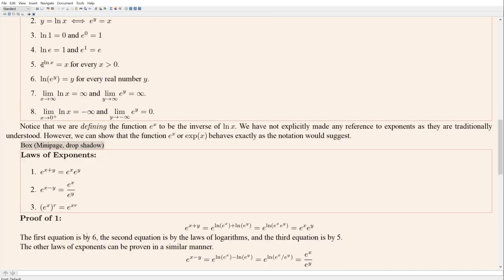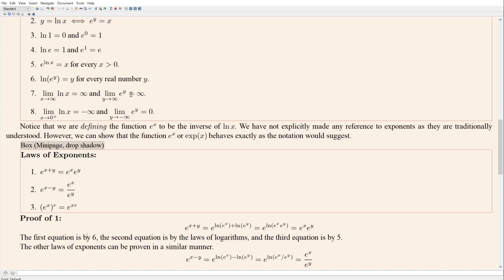e to the log, well, e and log are inverses of each other, so these cancel out, and we are left over with just x. Similarly, log of e, these cancel, so we are left over with just y. Really, it's these two properties, 5 and 6, which I think are the most useful for solving equations and the like.